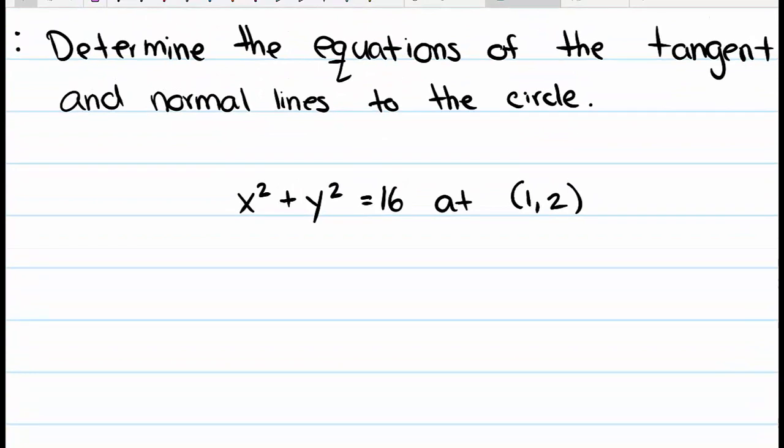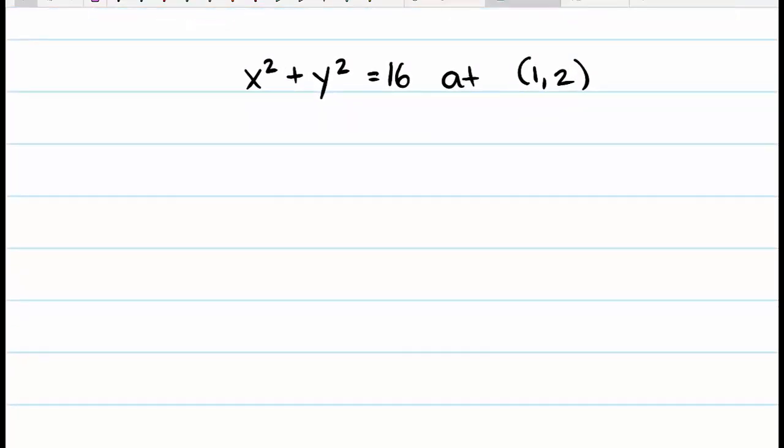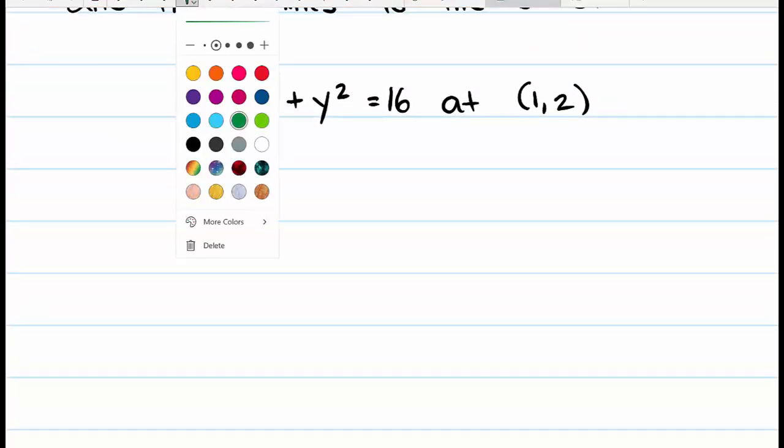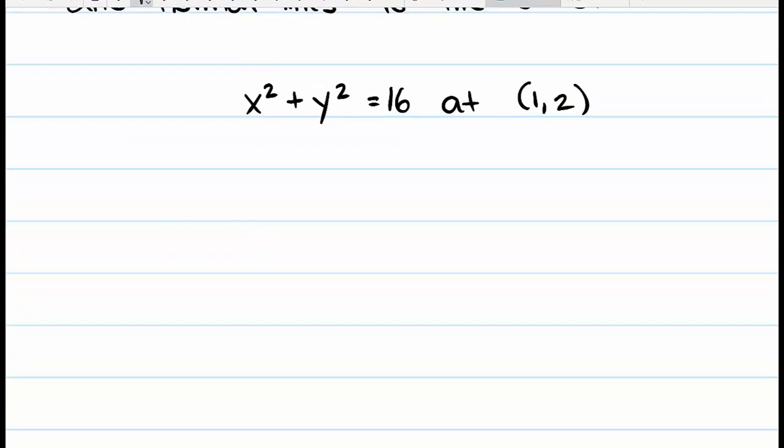Alright, so you solved it. You got a tangent line and a normal line. Hopefully you got two equations. We're going to work it out right now together, and we're going to get those lines. So, step 1, differentiate. I'm going to write x squared plus y squared equals 16, and I'm going to go ahead and take the derivative of both sides.